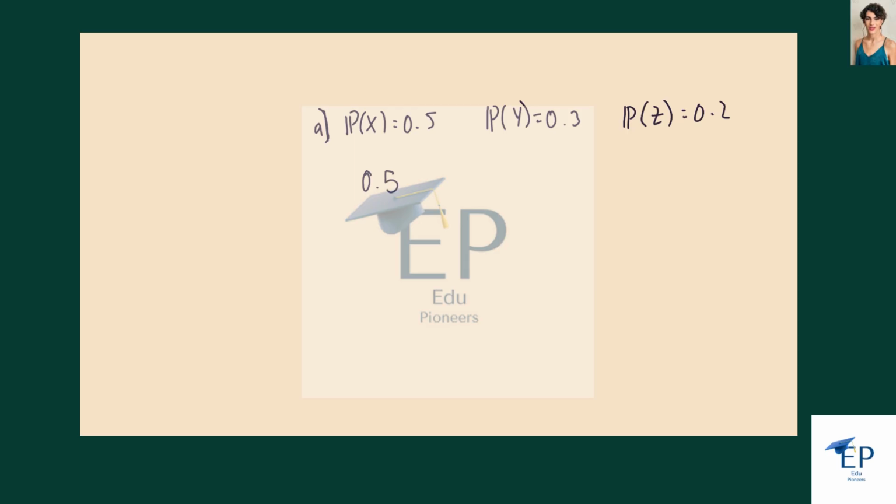The probability that X receives all 5 orders is just going to be 0.5 to the 5. The probability that Y receives all 5 orders is 0.3 to the 5. For Z, it's 0.2 to the 5. And so you've got a total probability of 0.034.